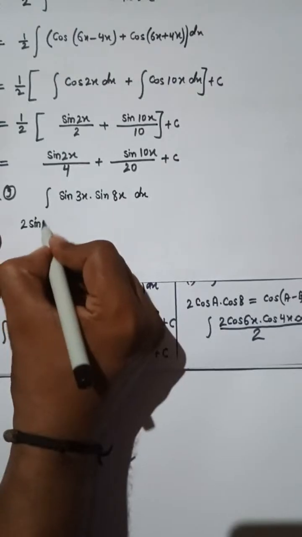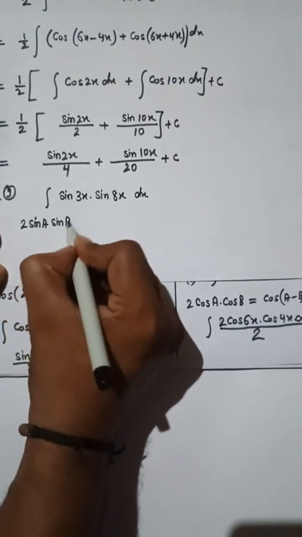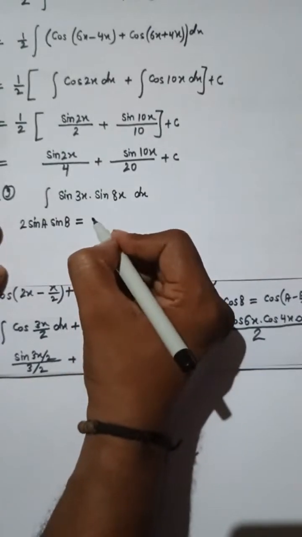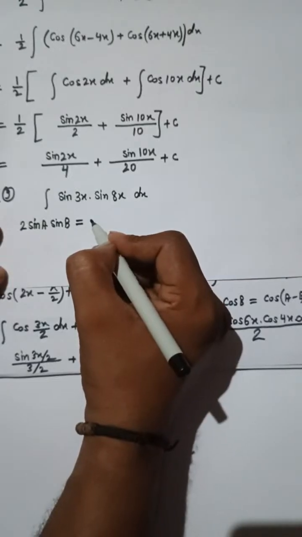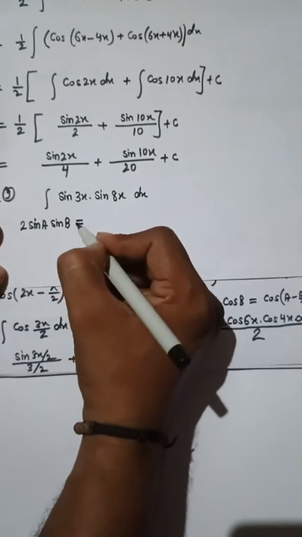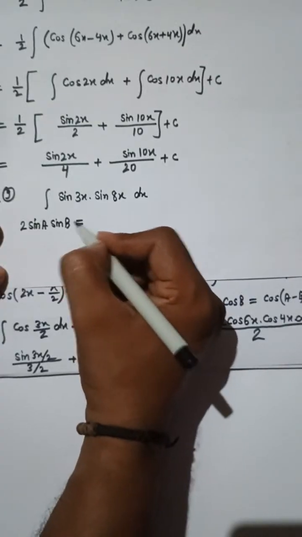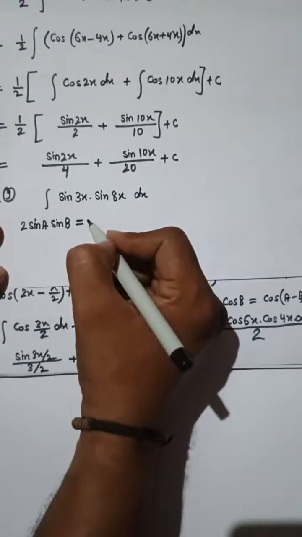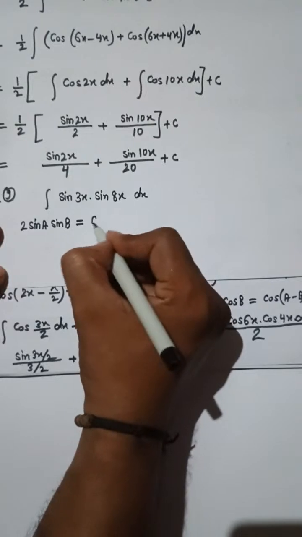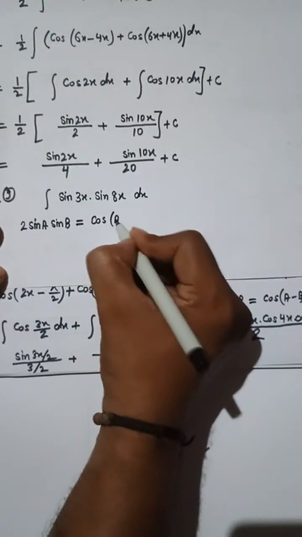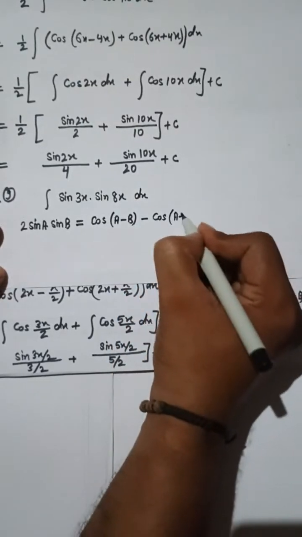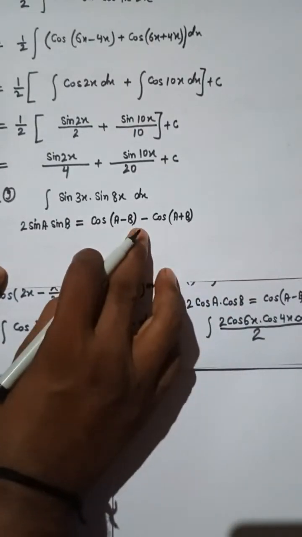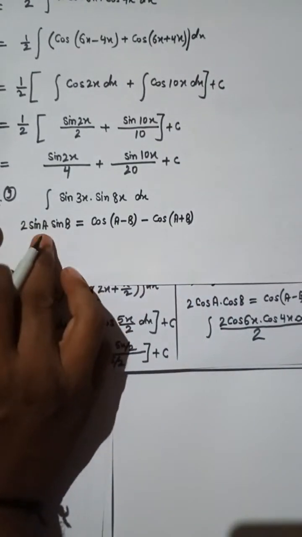So we know that 2 sine a into sine b is equal to what we have, sine(a plus b) plus sine(a minus b). Both are sine, so this formula I'm not going to use here. I need to have this one, cos(a minus b) minus cos(a plus b), because both are sine. So I'm using this formula, cos(a minus b), then minus cos(a plus b). Here the minus sign is used because both the terms are sine.